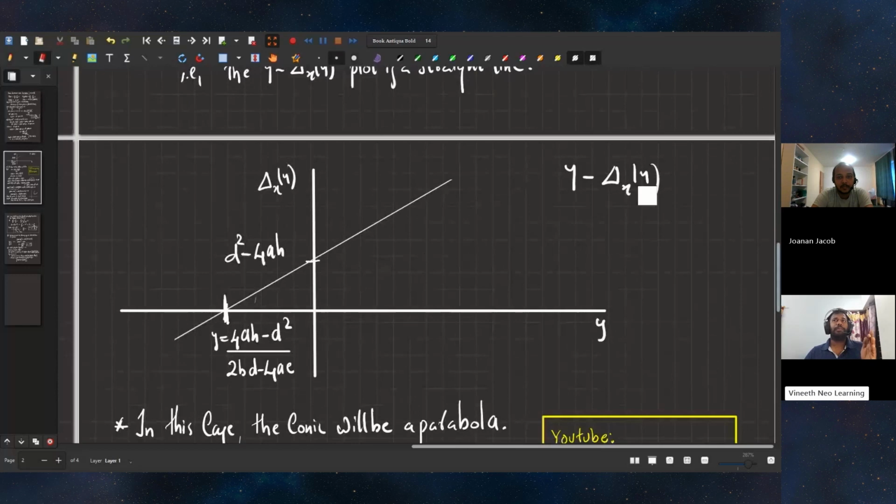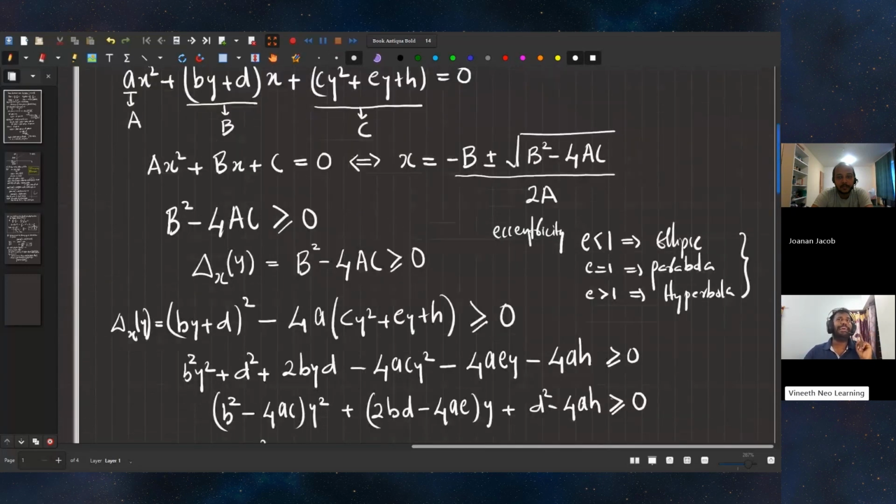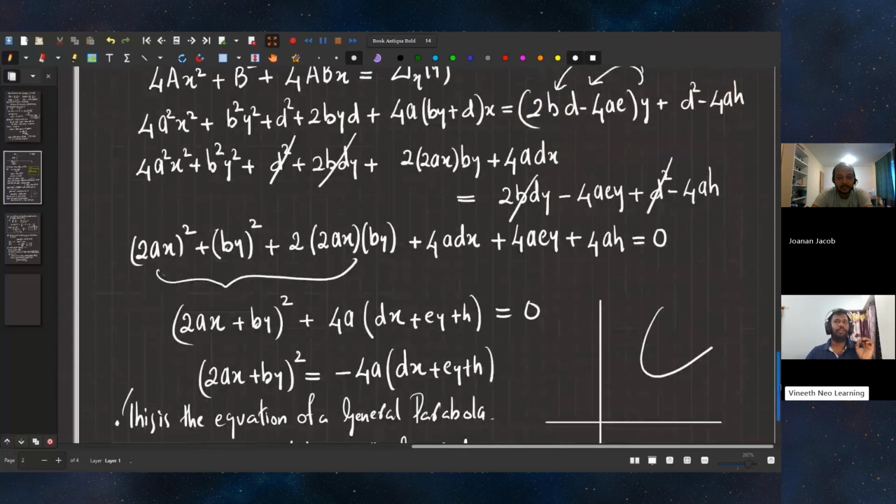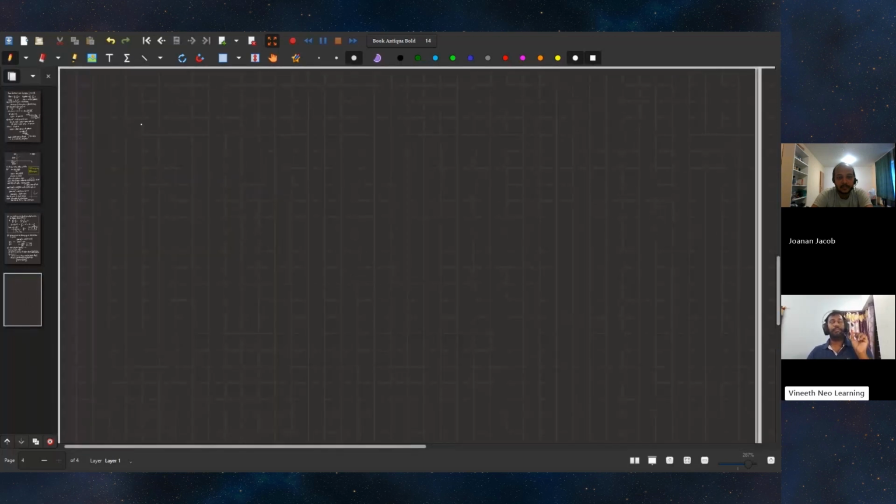This plot actually represents this inequality, not the plot we needed. Okay, we need this. That's what we are going to study first. What does the plot look like?